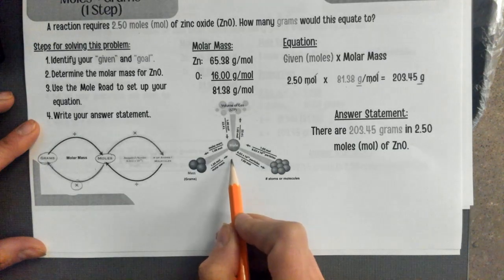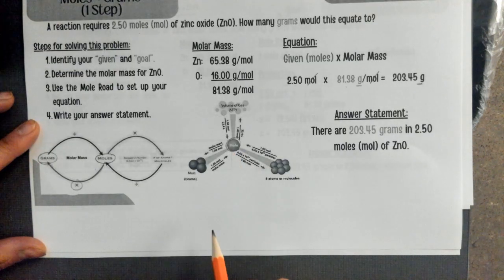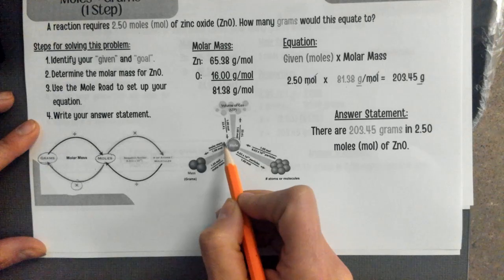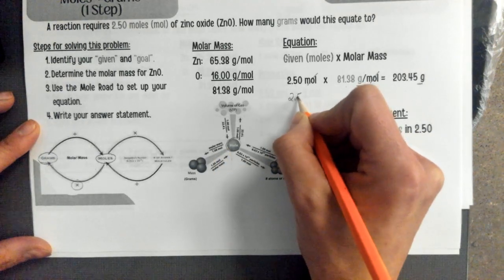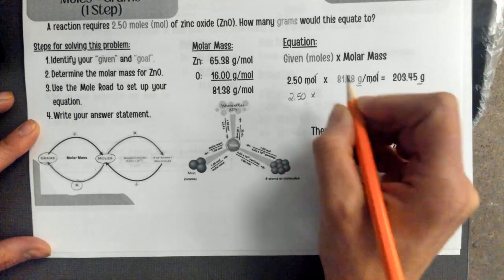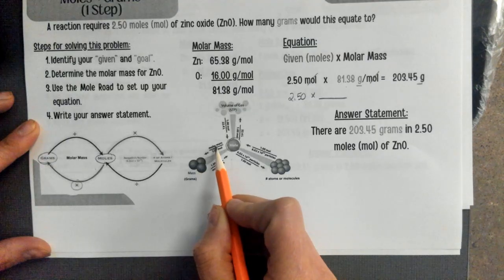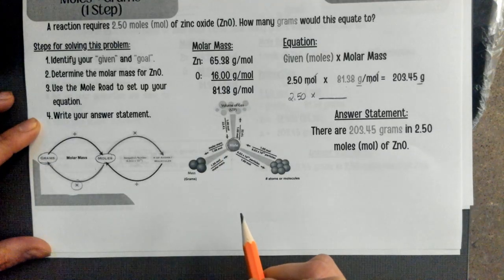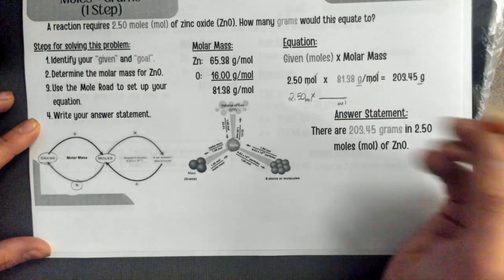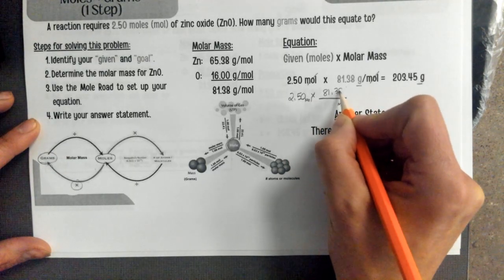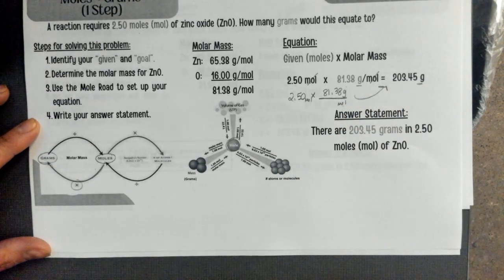If I use this picture right here, I'm going to be starting in my given, which is moles, and I want to get to grams. So I'm going to follow the arrow this way, and I would be starting with my given and multiplying it by, I'm going from mole to grams, so I'd be multiplying it by the molar mass. Okay, so the molar mass would be, this is my moles, so moles is on the bottom here, so it's the same thing, my 81.38 grams per mole. And that's going to give me the same answer that I have right there.